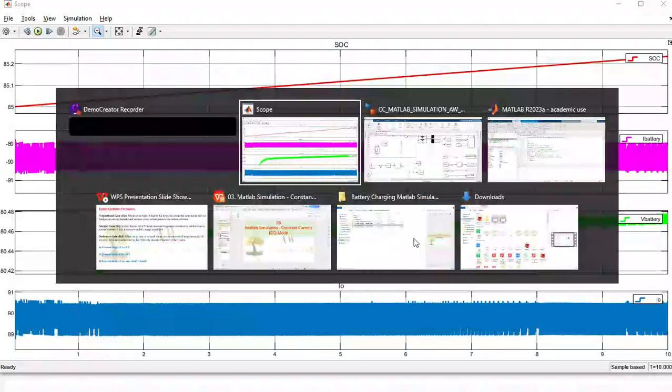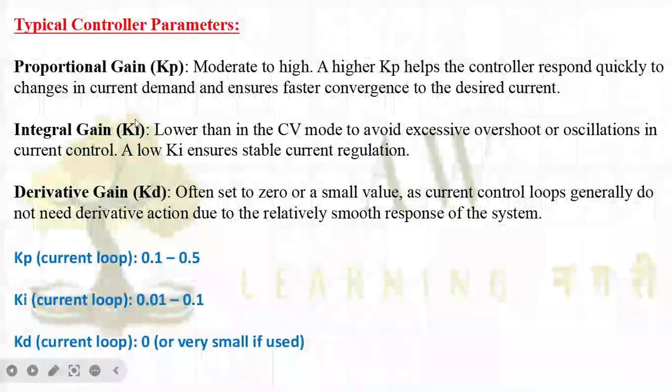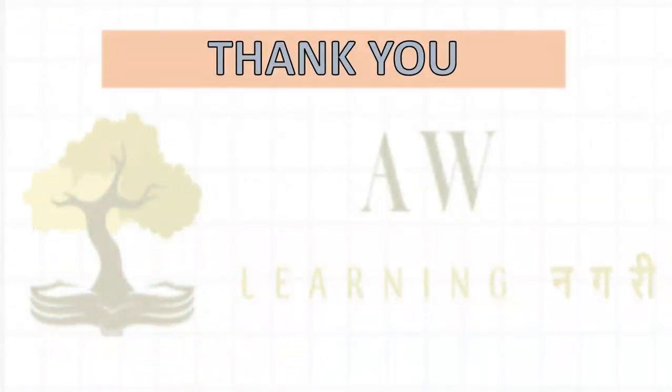with some different parameter values. So with this I will conclude this lecture. This is again a very small and interesting lecture. So you are now familiar with how to tune the controller and how, using the buck converter, we can implement the constant current mode.